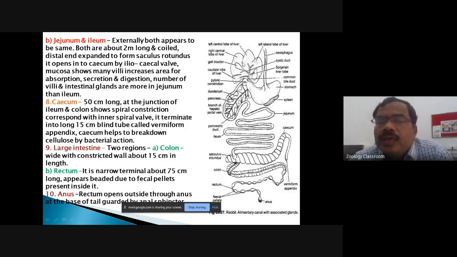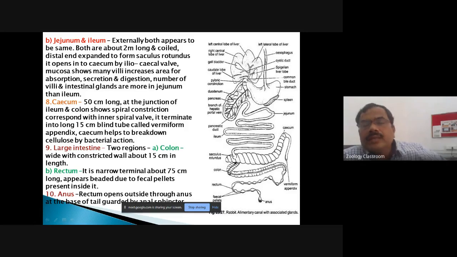Here, this is a pouch-like structure, the gallbladder, and it has the cystic duct. From the liver lobes, the hepatic ducts come out and further fuse with the cystic duct, and form the common bile duct. This common bile duct opens into the duodenum in front of the pyloric sphincter.